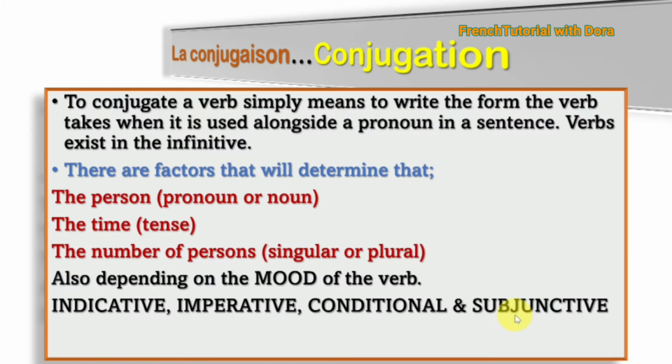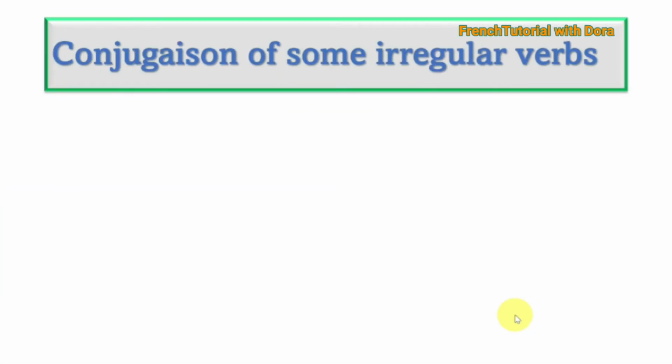So my dear students, any other time you hear conjugate so and so verb, you just know that you're being asked to choose the correct form the verb will take in the sentence. So you consider, is it present tense, is it past tense, or which person is involved, is it the first person pronoun, the second person pronoun, and so on and so forth. That's conjugation. It's very simple. All right, so understood? Now we go to conjugate some of these irregular verbs in French.